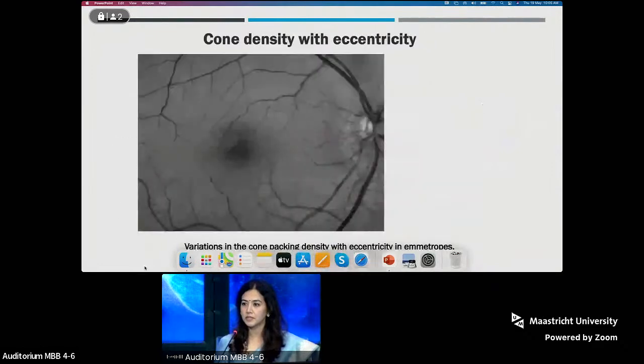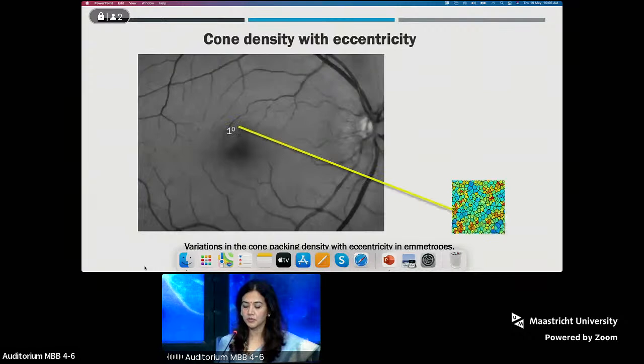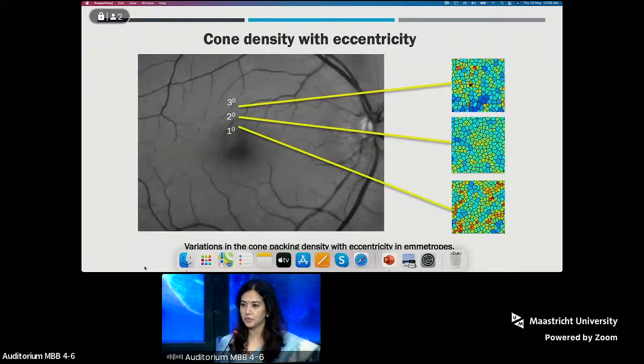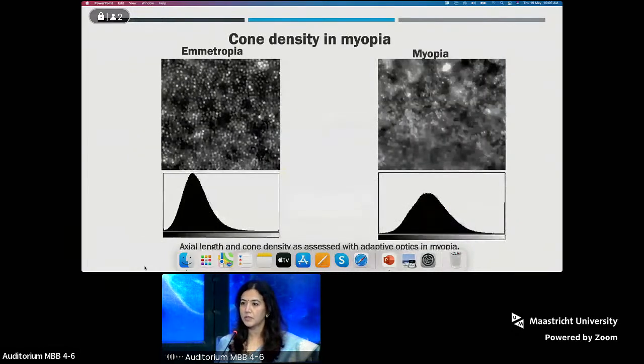So I'm going to begin with the adaptive optics. We described the cone mosaic, the distribution of the cones at various eccentricities from the center of the fovea at 1 degree, 2 degrees, and 3 degrees in the different quadrants: superior, inferior, temporal, and nasal. And we found a significant drop in the density as we moved away from the center of the fovea. This was in emmetropic patients, that means without refractive errors.